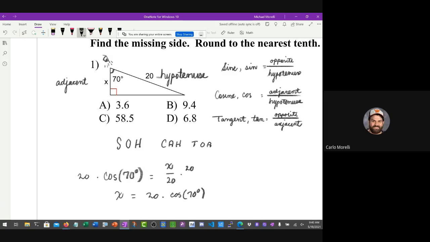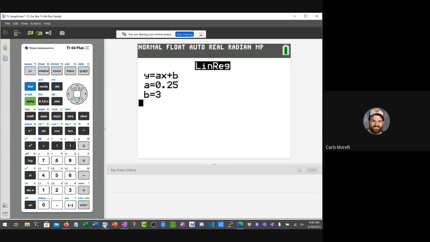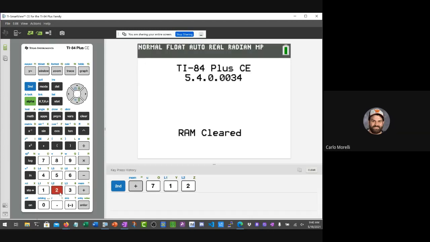Now in trigonometry, we work in 2 different measures. We work in degrees, and we also work in something called radians. We're not going to talk about radians right now, so we need to make sure that our calculator is set to degree form or degree mode. And so turn on your calculator and clear the memory. You do that by hitting second plus 7, 1, 2.